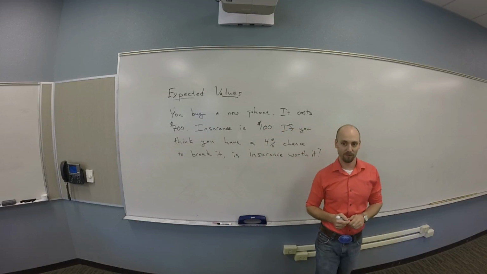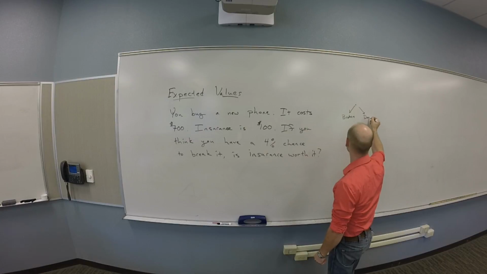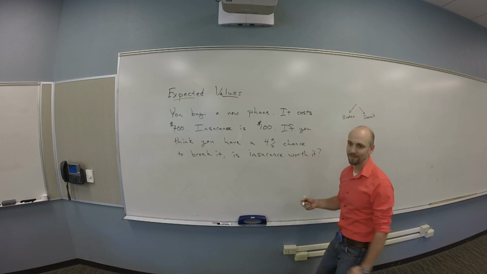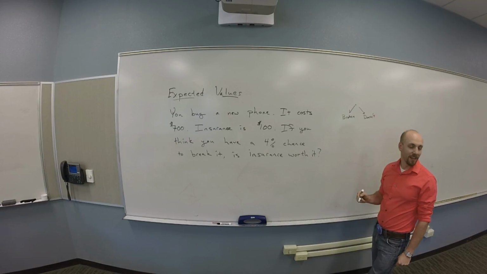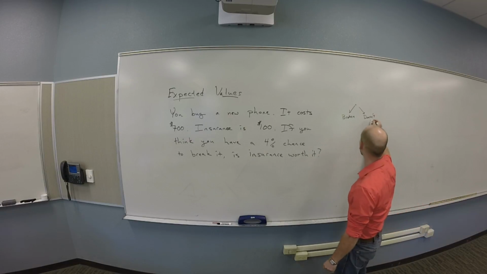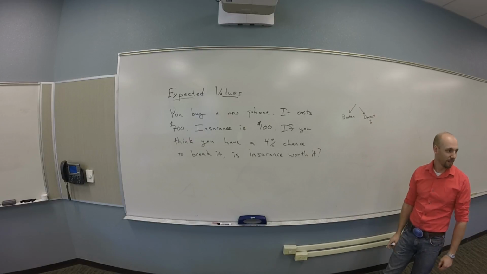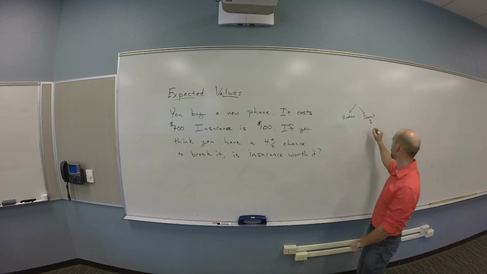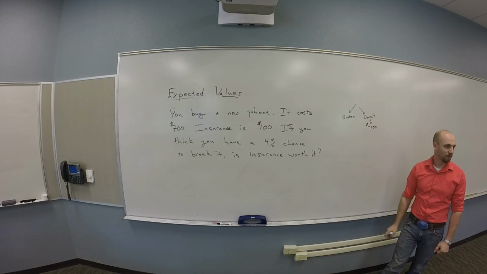What are my two outcomes? Break, don't break. Yeah, okay, so we can tree diagram this, right? So it either ends up broken or it doesn't, right? This is not a particularly crucial tree. In the case that it doesn't break, what are you out in terms of money? Yeah, you're out $100, right? So your value at that stage is minus 100. You guys with me on that?